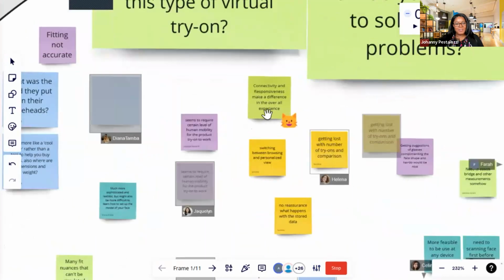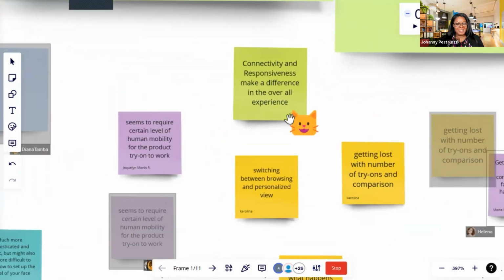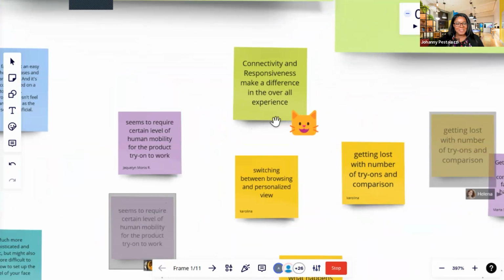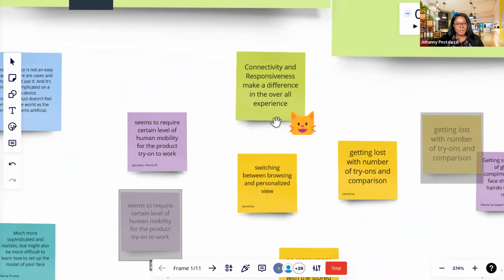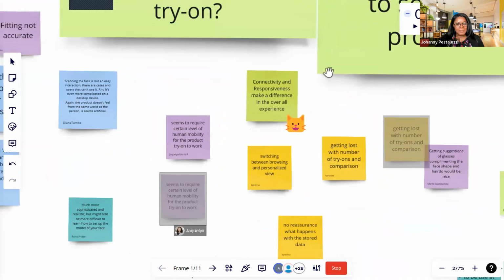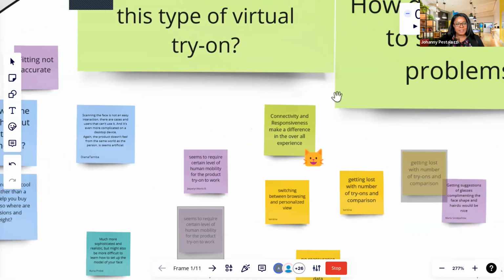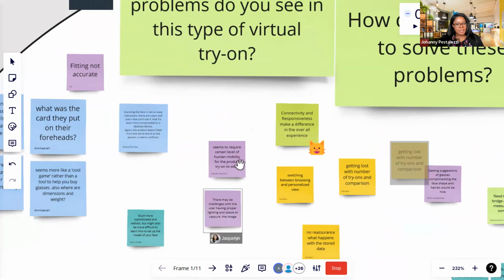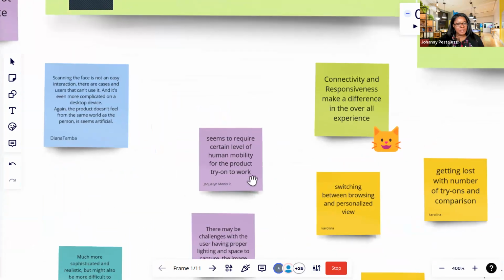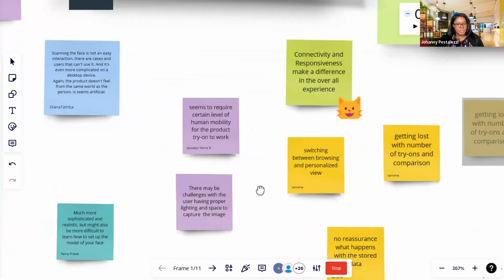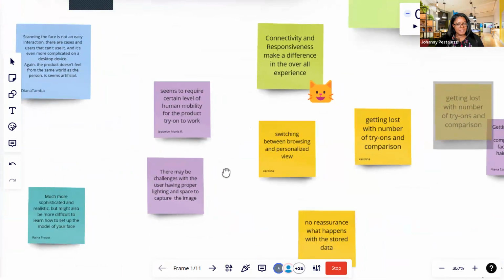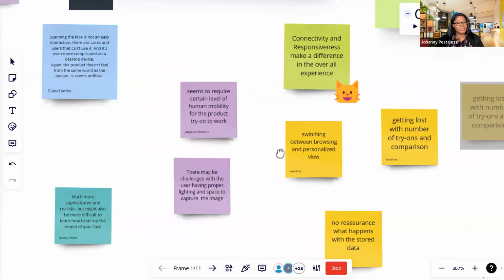Good. So we don't have a shopping bag, but we have a cat. That's a very creative one. Maybe I should read it, or if you would like to explain it, it's also fine. Yeah, so it says connectivity and responsiveness make a difference in the overall experience. Okay, it's not really a problem, but it's a nice comment. Seems to require a certain level of human mobility for the product to try on to work. Switching between browsing and personalized view. Okay, that's a very good one.